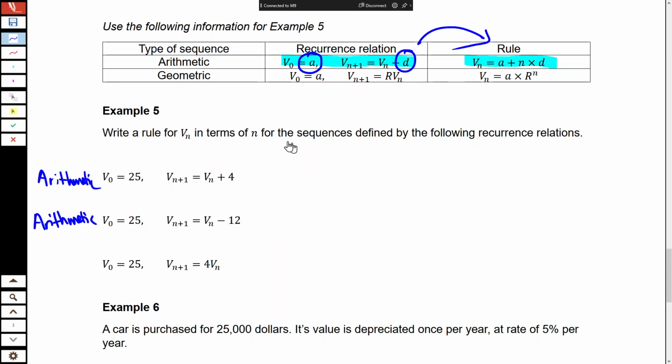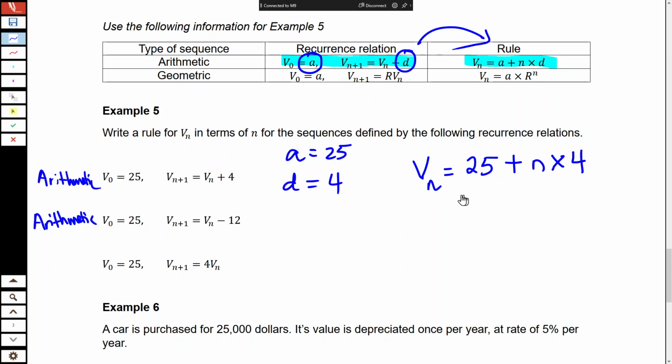So maybe with some audience participation, Abby, can you tell me what is the value of A in this first sequence? Jet, what's the value of D? Okay. Ruby, can you give us the rule, please? Great. N times 4, 4 times n, 4n, they're all the same, and I accepted all three responses.